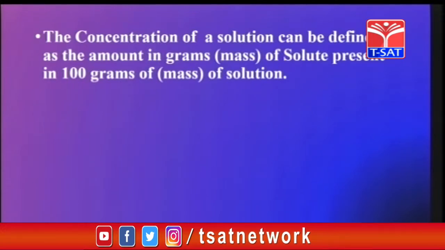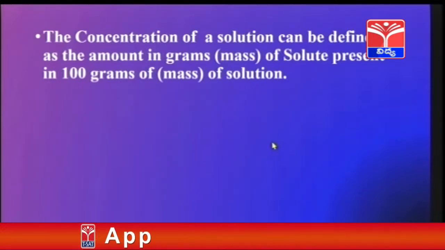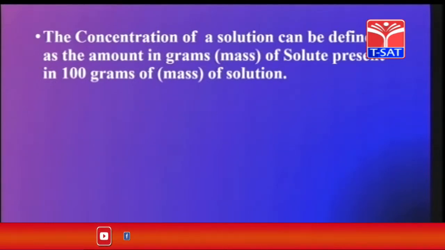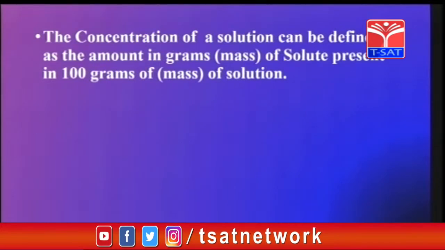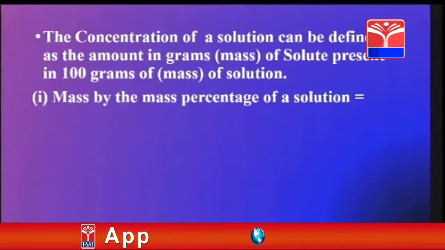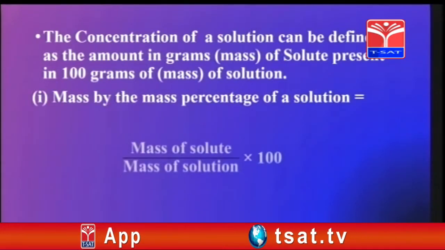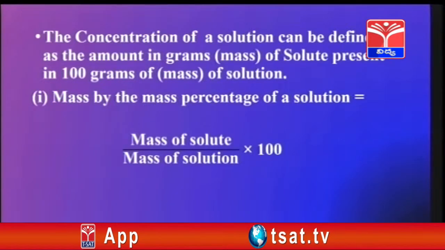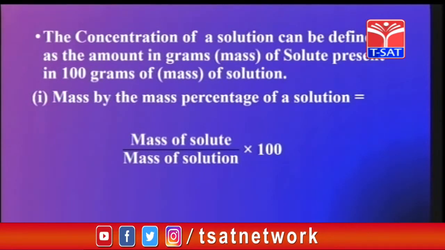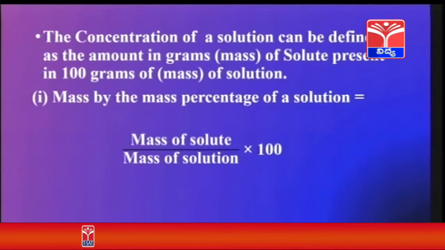Children, let us define what is concentration. The concentration of a solution can be defined as the amount of solute present in the solution in grams present in 100 grams of solution. This is called the mass by mass percentage of a solution. So the mass by mass percentage of a solution is obtained by the formula: mass of the solute by mass of the solution into 100. As we are finding the percentage of solute present in the solution, we obtain this formula: mass of solute by mass of solution into 100.